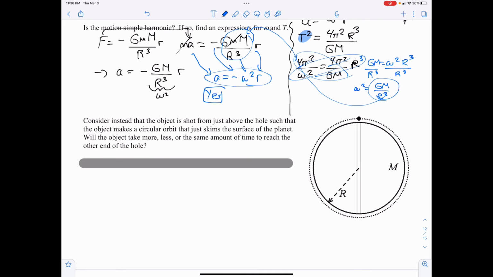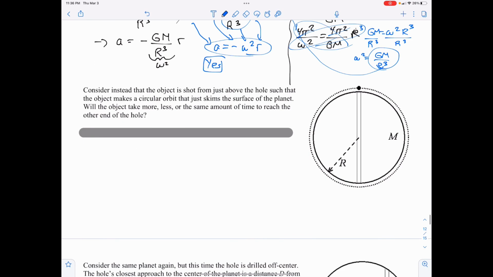Now, consider instead that the object is shot from just above the hole such that the object makes a circular orbit that just skims the surface of the planet. Will the object take more, less, or the same amount of time to reach the other end of the hole?